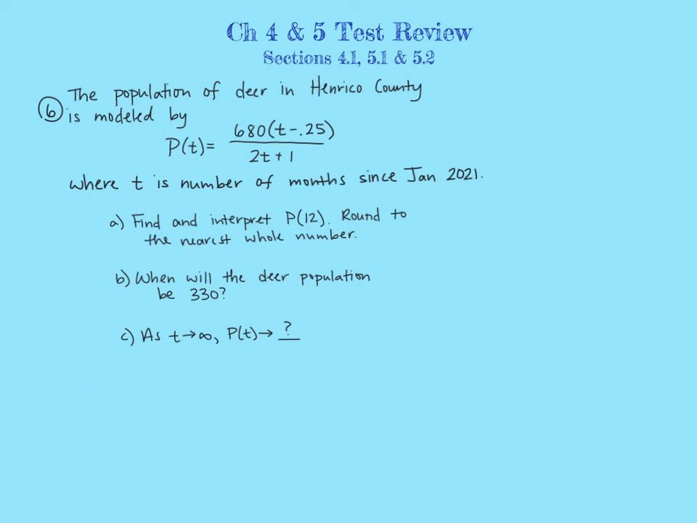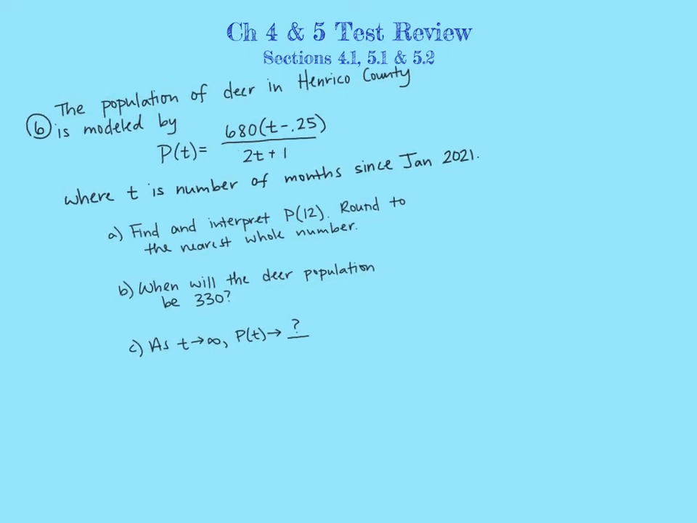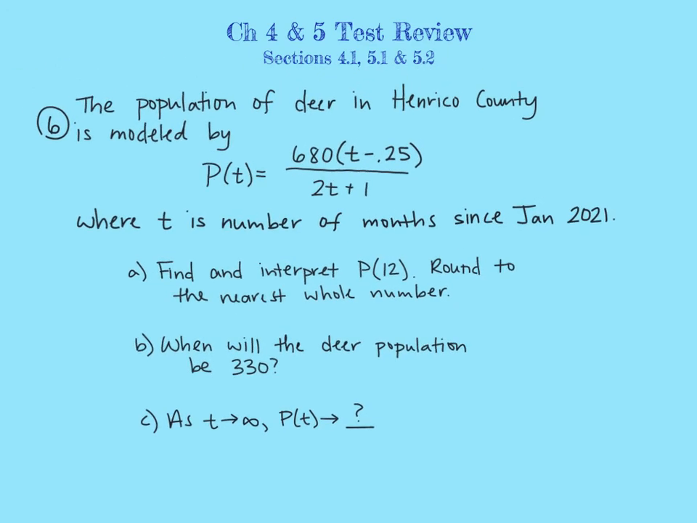Part C is asking us, as t approaches infinity, what does p of t approach? This is a sneaky way, or just an alternate way, of asking what is the horizontal asymptote. And in order to find the horizontal asymptote, what we want to do is make sure that our numerator is multiplied out. So we had 680t minus 170 when we distribute the 680 through, over 2t plus 1.